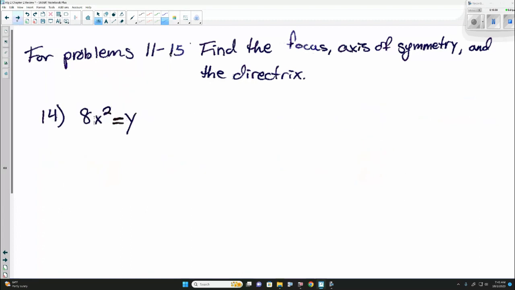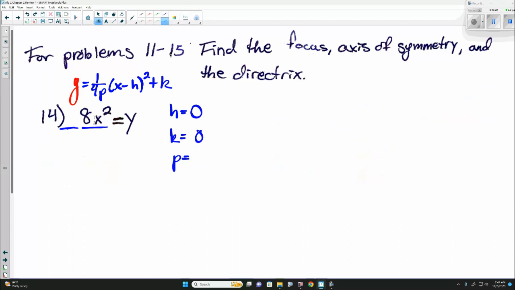Now this next one here, y equals x squared. Well, it's a little bit flipped, but it's still our y equals 1 over 4p times x minus h squared plus k. And we need to find the values of h, k, and p. Nothing added inside the parentheses with x, so h is 0. Nothing added to the end, so k is 0. But we do need to find the value of p, which will be 1 over 4 times our term that's being squared. In this case, it's 8. And if we plugged this into the calculator, we would get 1/32.